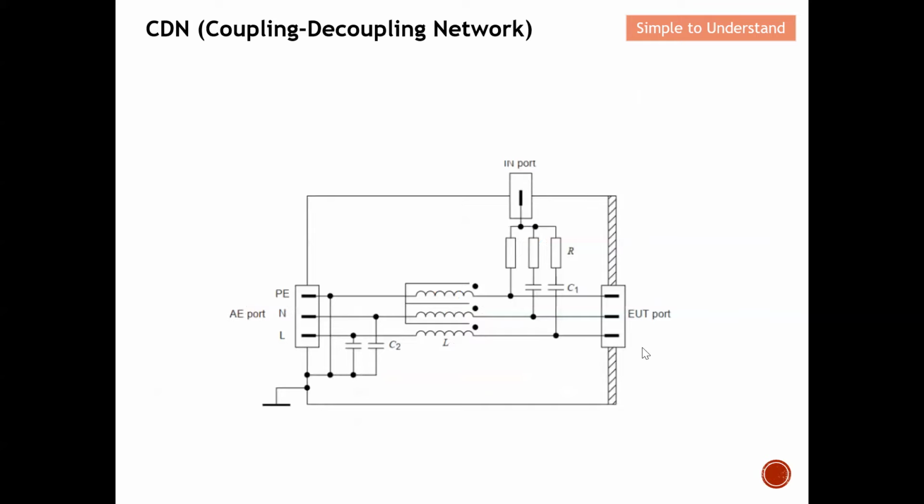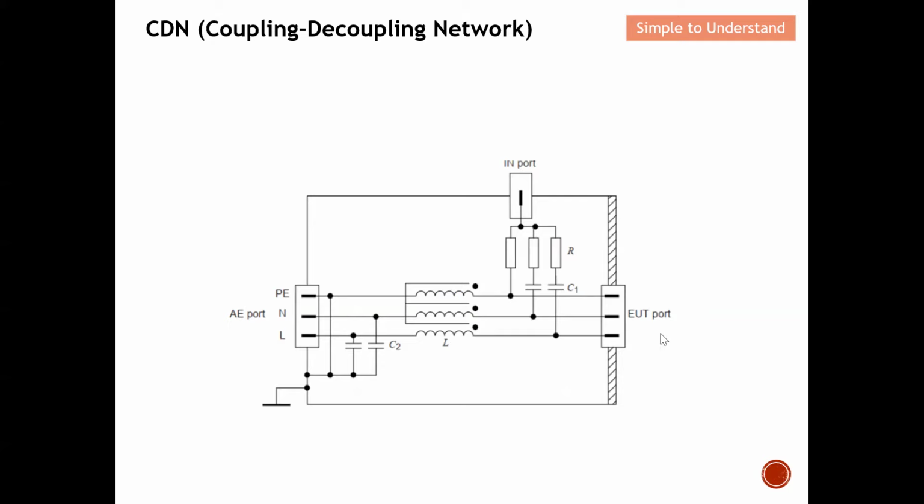Next, I'm going to explain what is actually inside the CDN. This box here is the CDN. From here, I would like to re-emphasize a few important ports. This is where we put our noise. This is where our power supply is. This is where we put our EUT.